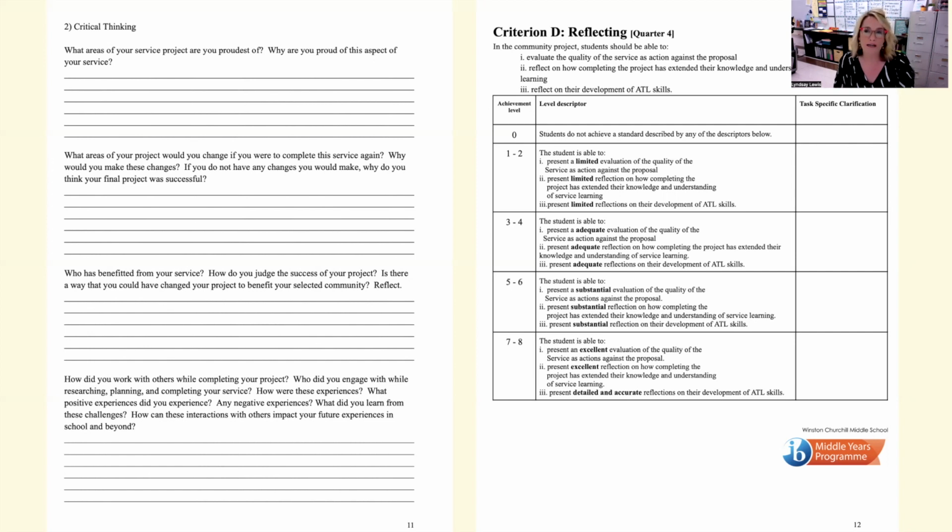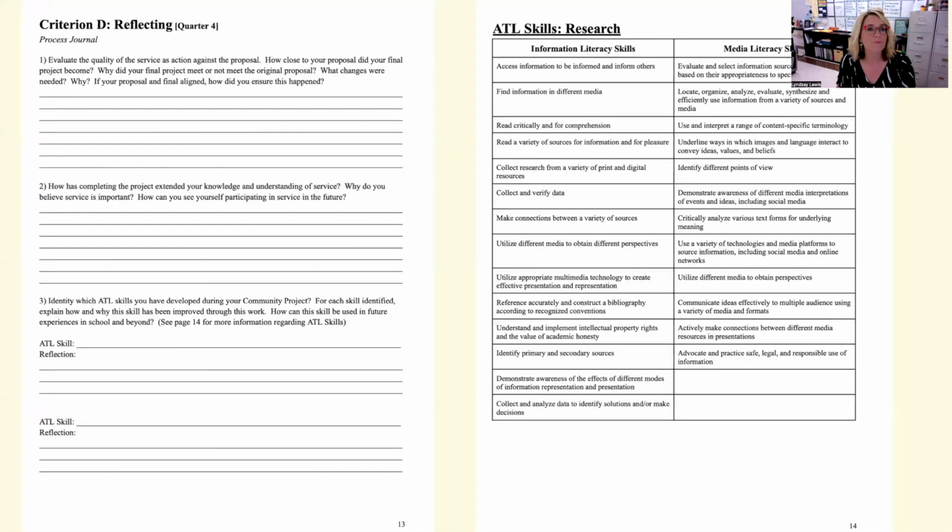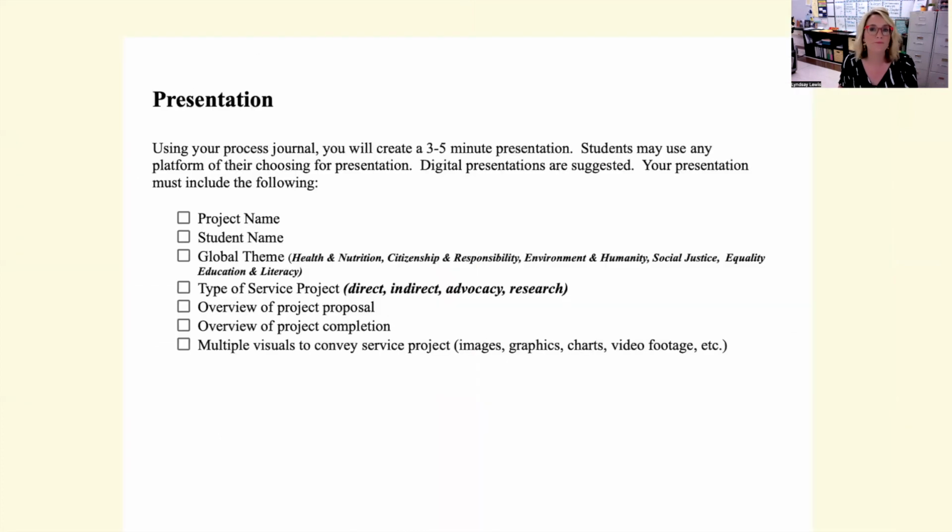Our fourth quarter is where there will be additional reflection. There's an additional rubric here, and a final reflection on your process journal. Also some looking at the ATL skills that are laid out in the packet. So again, it'll say to refer to page 14, which is showing you all the ATL skills here on the screen. And those are really just going to be those life skills that you are needing for not only your academic life, but also your life outside of schooling.